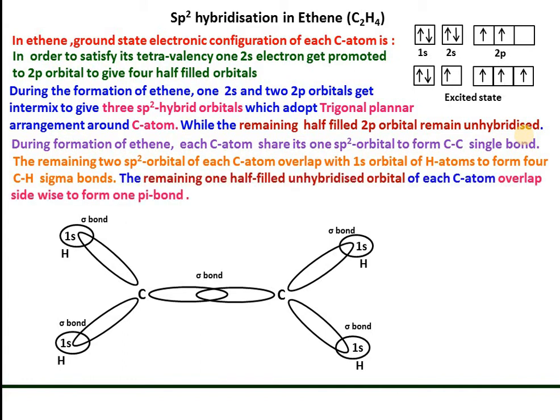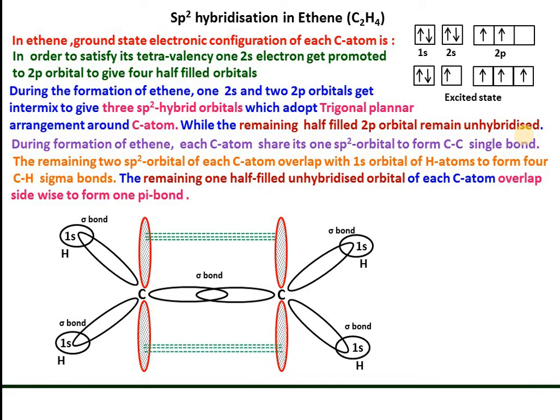Now the remaining one half-filled unhybridized orbital on each carbon atom, which can be represented like this, will overlap sidewise to form a pi bond like this. So it is clear from the picture that in the case of ethene there will be one sigma bond between the carbon atoms and there will be one pi bond. So therefore in a double bond there is always one sigma and one pi bond present. So this is the final structure explaining ethene on the basis of hybridization.